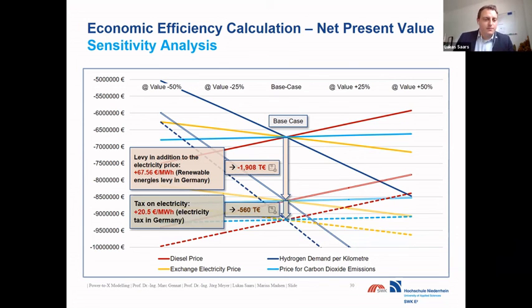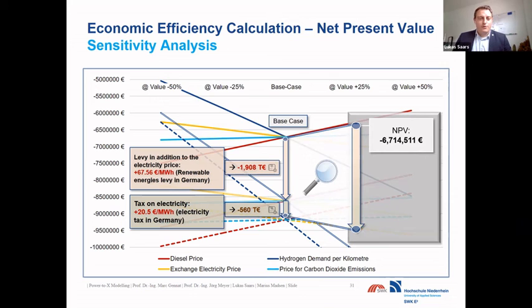In the next step, we add a tax on the electricity price of 20.5 euros per megawatt hour. We have chosen 20.5 euros per megawatt hour, as this corresponds to the electricity tax in Germany. And here too, the sensitivity analysis shows the significant impact of the electricity tax on the result of the profitability calculation, and reduces the net present value by a further 560,000 euros. So the electricity price has a significant influence on the results of the economic calculation.